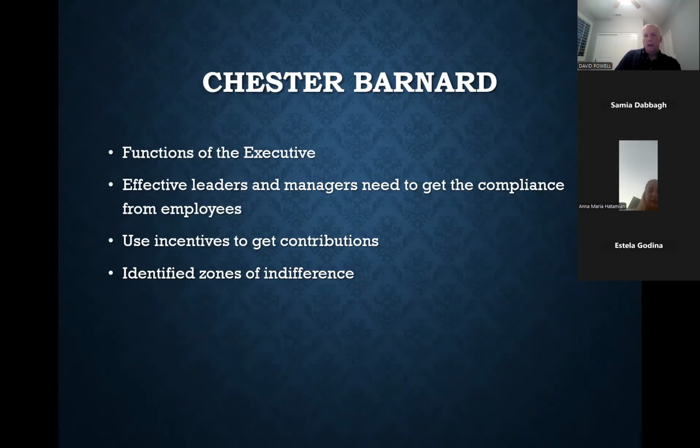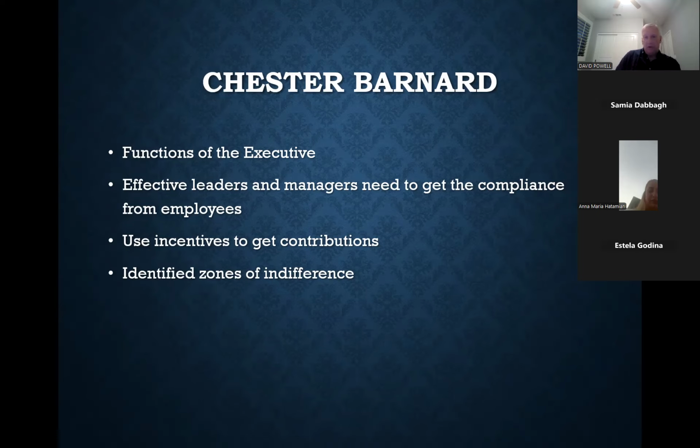Also, Barnard recognized that not only are individual employees different in terms of the values they place upon incentives, but they're also different in terms of the values they hold as individuals. That people have different ethical standards, they have different norms and values and expectations. If we ask someone to do something that violates their ethical standards, we are going to get pushback from that person, and they are not going to provide those contributions. So what we need to do, according to Barnard, is we need to work within employees' zone of indifference. That every employee has a zone of indifference.